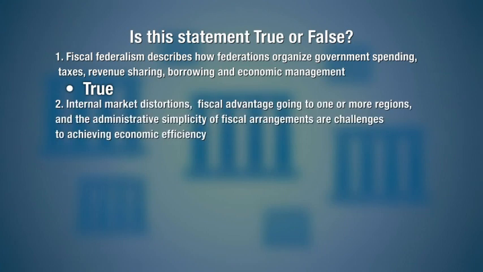2. Internal market distortions, fiscal advantage going to one or more regions, and the administrative simplicity of fiscal arrangements are challenges to achieving economic efficiency. Is that statement true or false? Statement number 2 is true. All of the items in this statement are challenges to achieving economic efficiency.